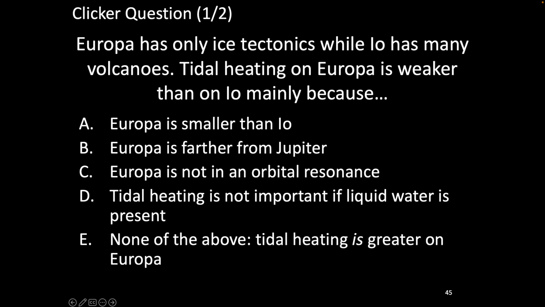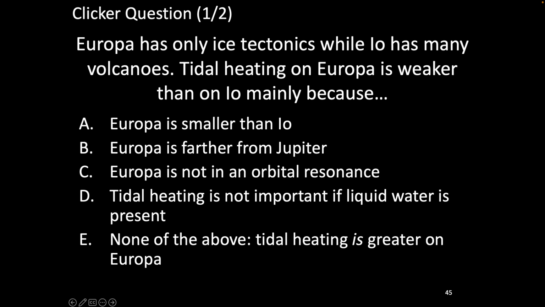No? Does anyone want to argue for any of these? No? Yeah, and answer B says Europa has a larger orbit than Io does. But I don't know what that orbit does mean. Yeah, okay, that's a good question, similar to what they were asking about. In fact, Io, Europa, and Ganymede are all in resonance with one another, so this one is eliminated. Europa is bigger than Io, so we can also eliminate that. Tidal heating is not important if liquid water is present: I didn't really talk about that, so we can eliminate that. And then it's just between these two.